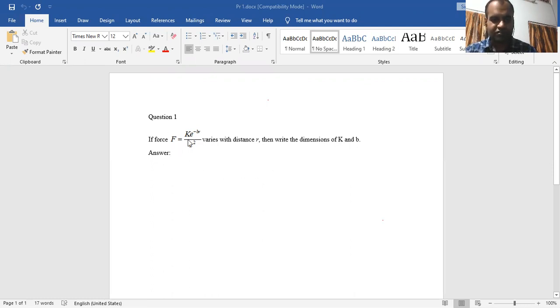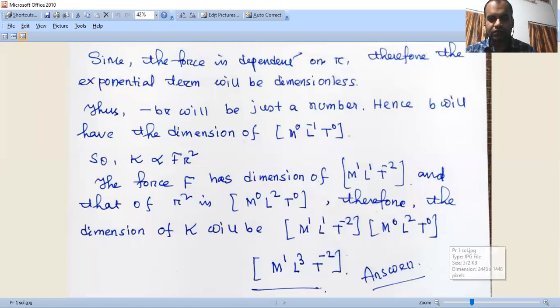Once again, let us have a look at this expression for force. The force is given to be F equal to K exponential of minus BR divided by R square. I have made a handwritten solution for this particular question, and I would like to share it right now. I hope you are able to see this handwritten solution.